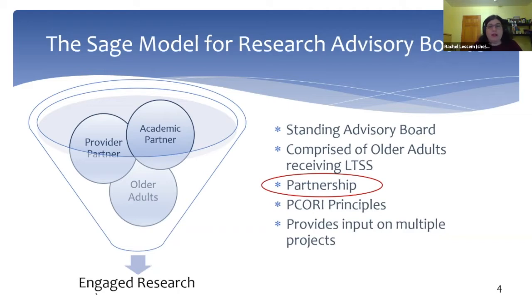The SAGE model is a flexible approach that allows us to say all research can and should be engaged research. And it has been designed for people who may not be active agers, who are the typical people who are targeted for engaged research.